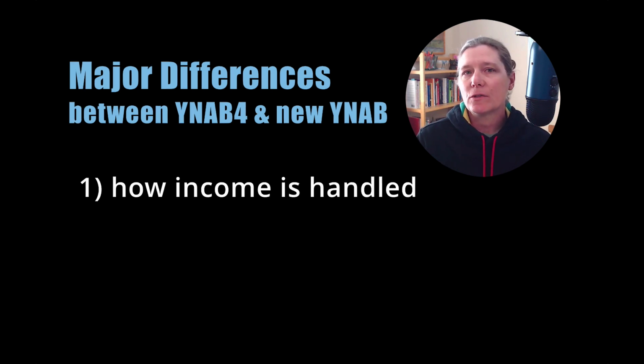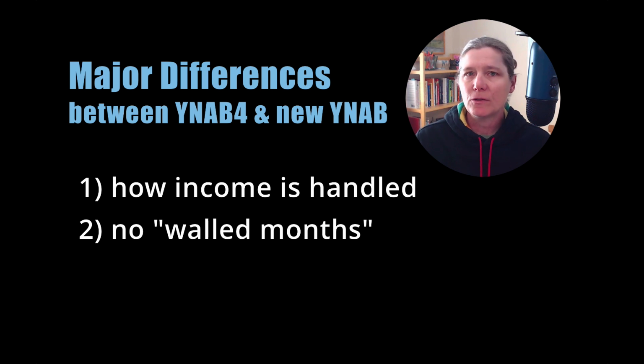The first big difference is how income is handled. In YNAB4, you had two different types of income. You could have income for this month or income for next month. The new YNAB doesn't have those two different options. All income in the new YNAB is simply income to be budgeted. There's no more this month or next month.